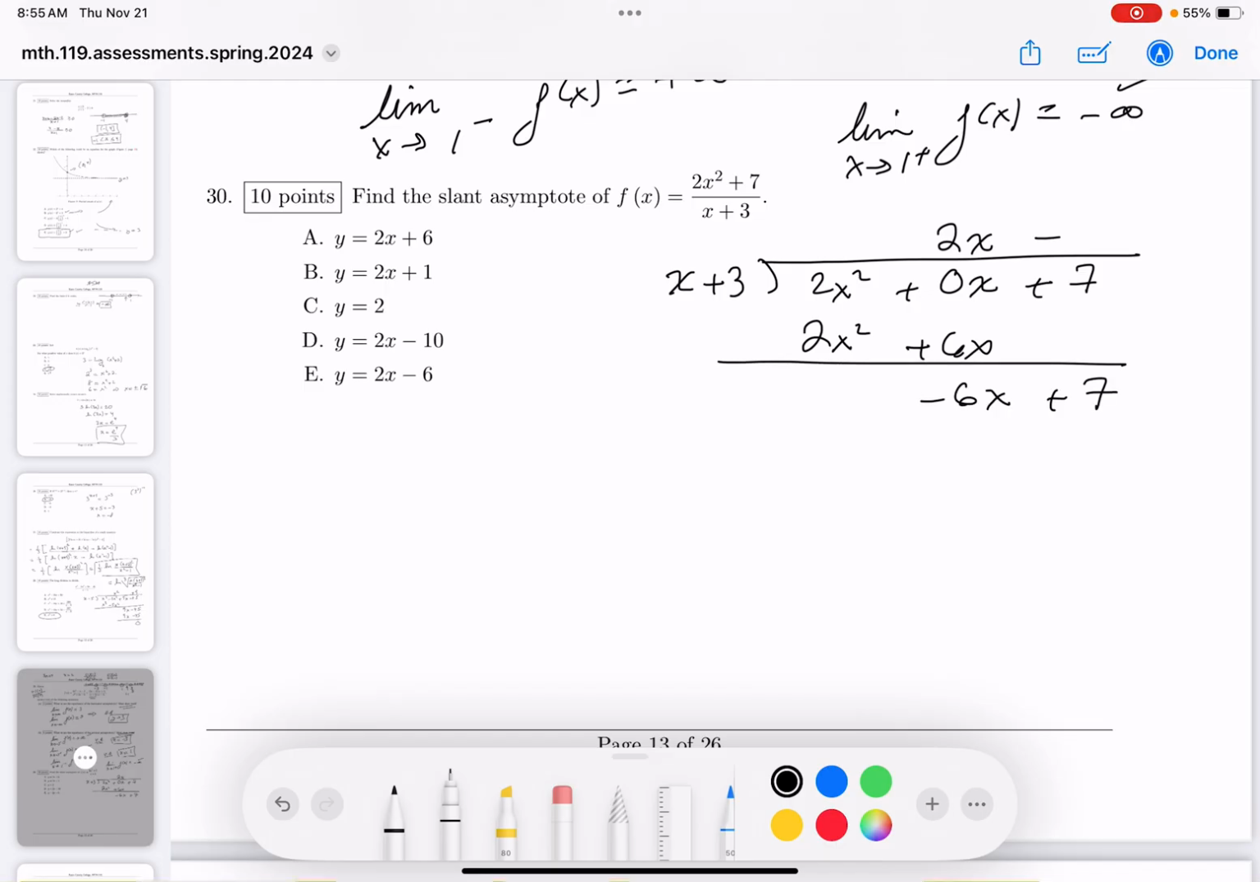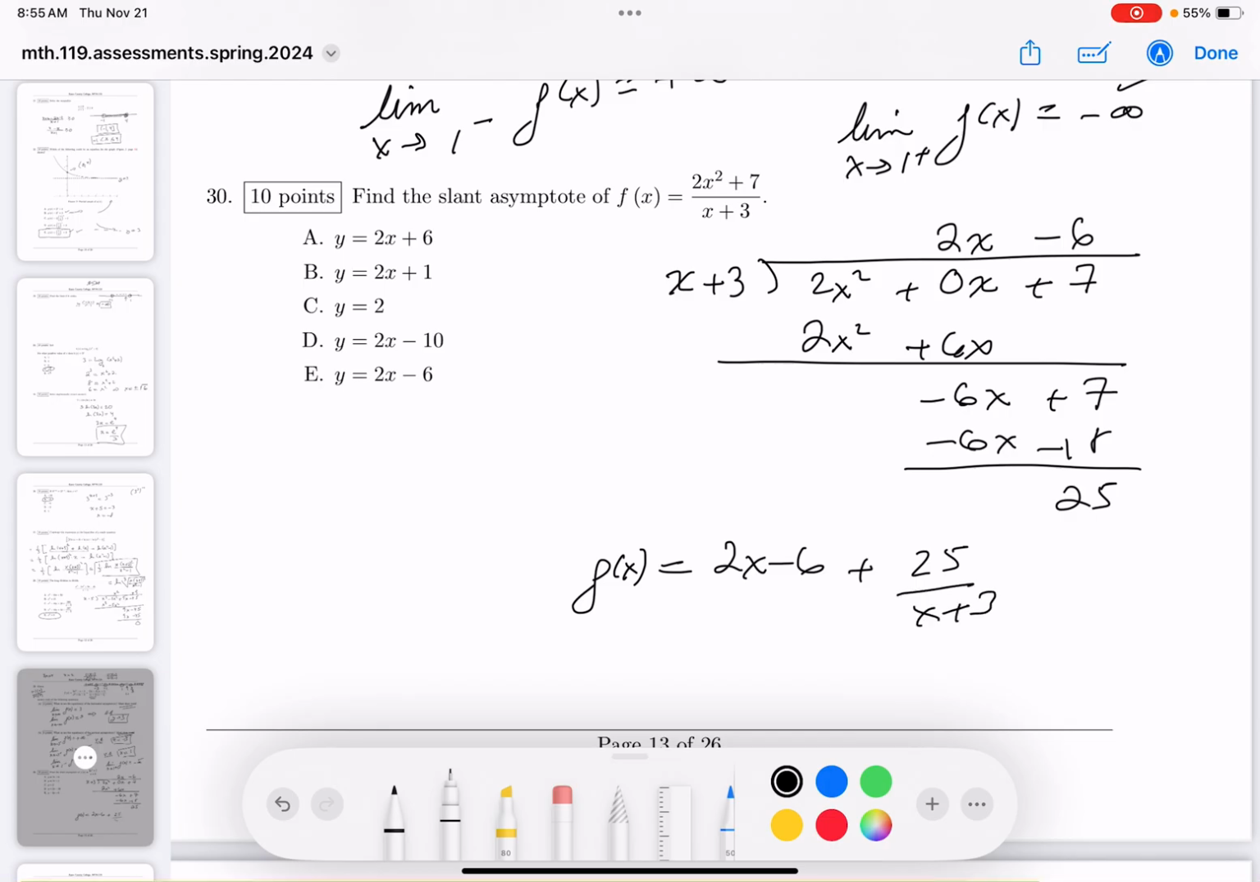What do you get now? Minus 6. Well, minus 6 times x is minus 6x. And then you get minus 18. This gives you 25. So if I rewrote the problem, f of x would look like 2x minus 6 plus 25 over x plus 3. What's the slant asymptote? This thing right over here. It's 2x minus 6. What does that mean? y equals 2x minus 6. Do I see that? I do. It's letter E. And we're done. Thank you.